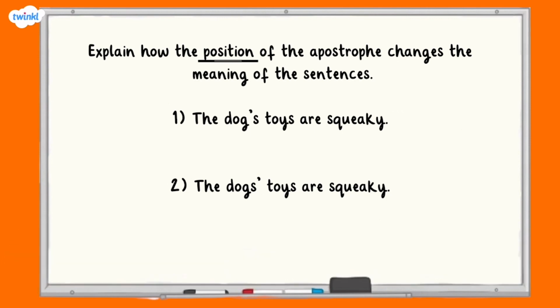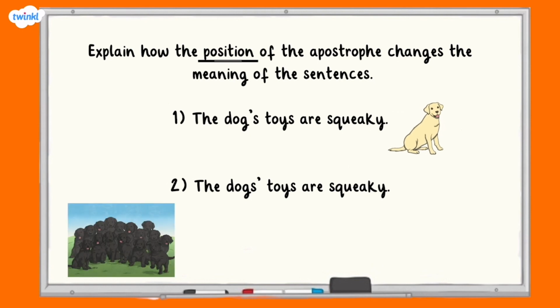Great! In the first sentence, the apostrophe's position shows that the noun is singular and the toys belong to one dog. In the second sentence, the apostrophe's position shows that the noun is plural and the toys belong to more than one dog. Excellent work!